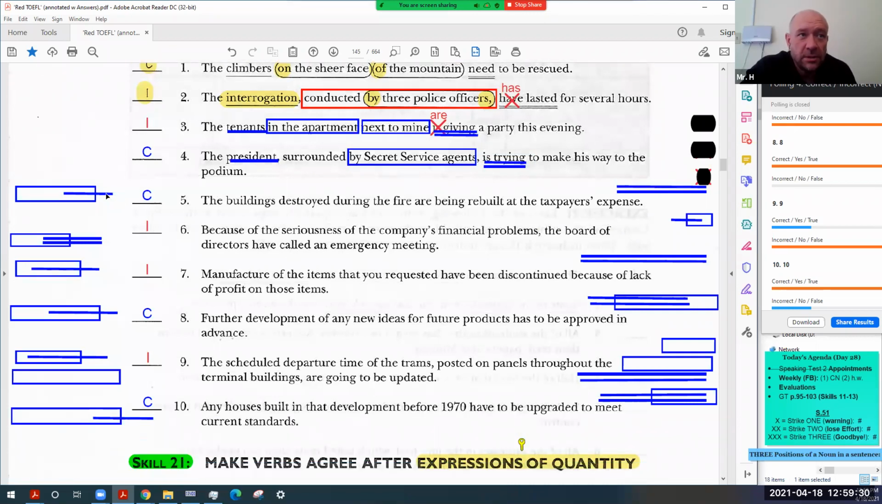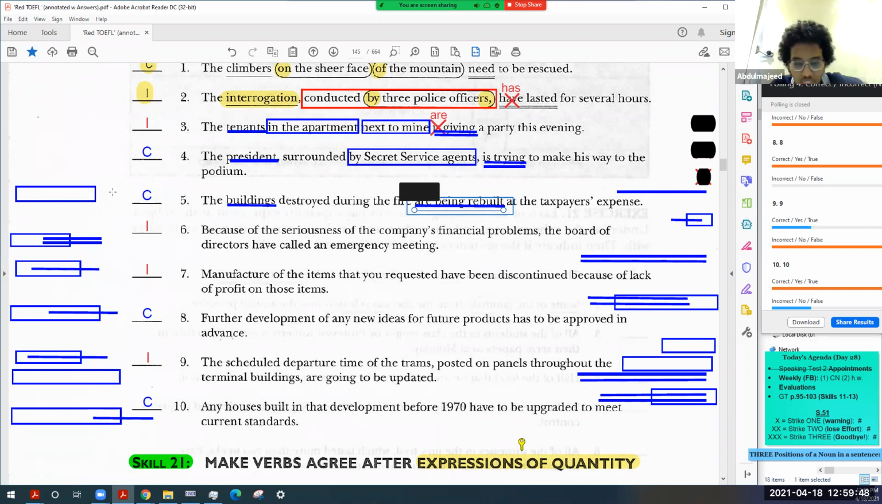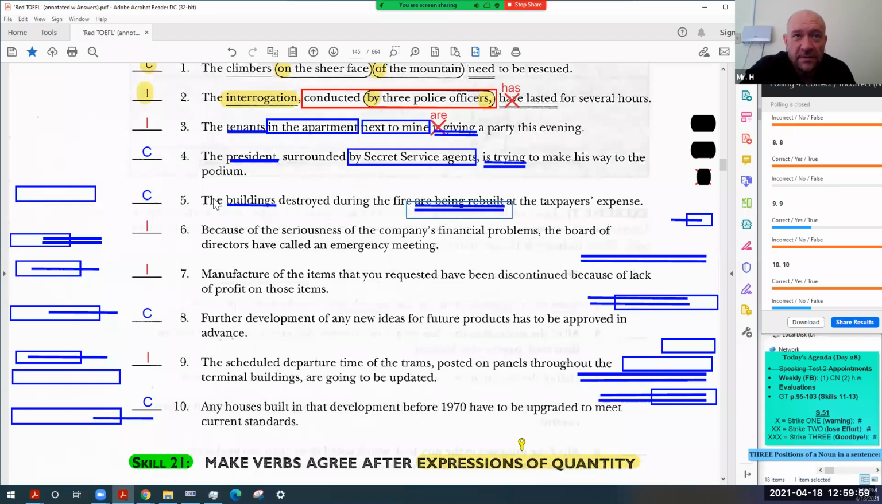Find the subject. The building is a subject. Find the verb. Are being rebuilt. Okay. Yeah. What tense is it? Are being rebuilt. Present continuous passive. Excellent. Do they match? Yes. Any prepositional phrases? I think so. During the fire. Yes. During the fire.